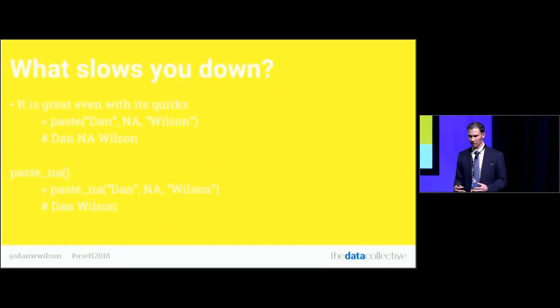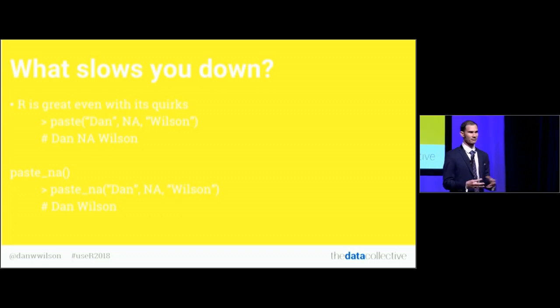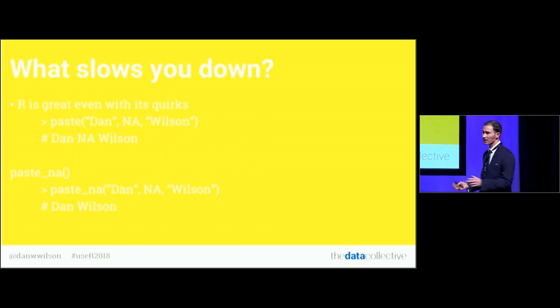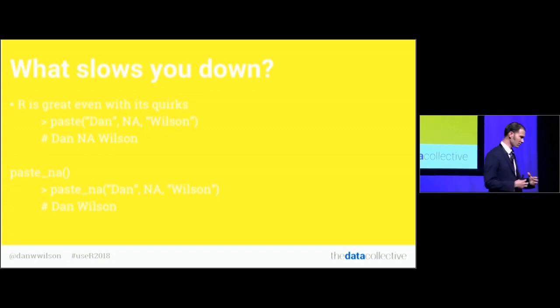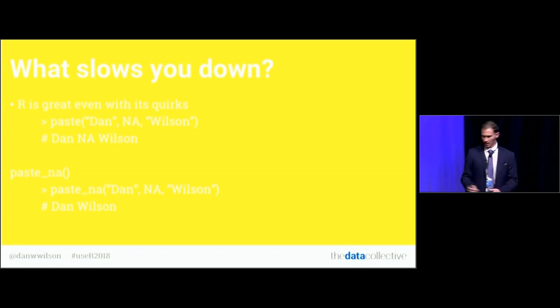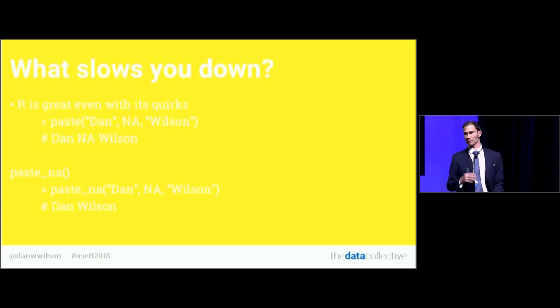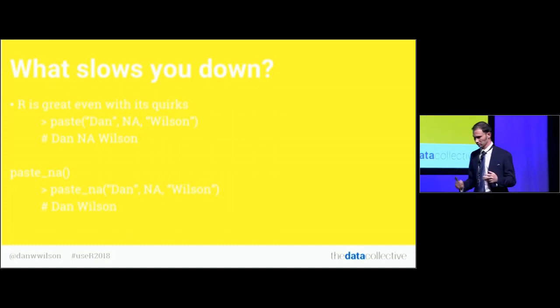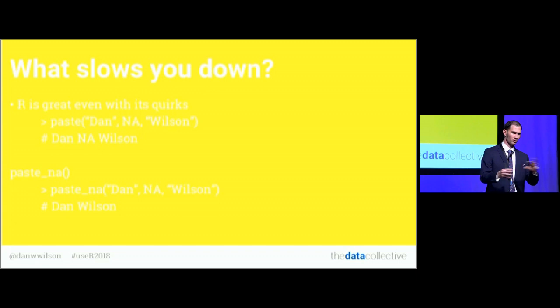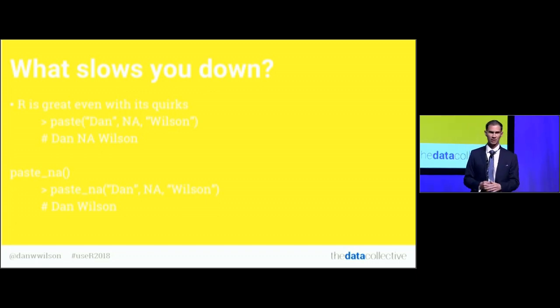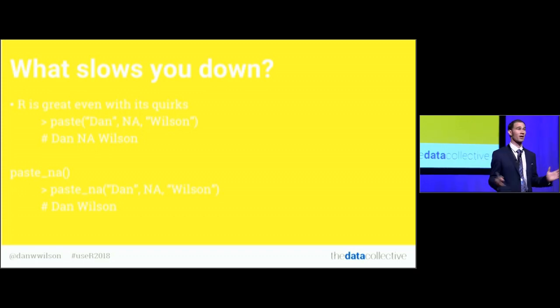So one of my big things is quite often I need to concatenate different fields of data or different vectors of data. The paste function, while it's great and while R is a great piece of software, it does have its pitfalls at times. And you can see there, "Dan NA Wilson" is a little bit rubbish as a data output. So I'm like, well, how do I get around this? And I try all these different regexes and trying to get rid of the NAs, whether at the beginning or the middle or the end, and it was just doing my head in every single time.